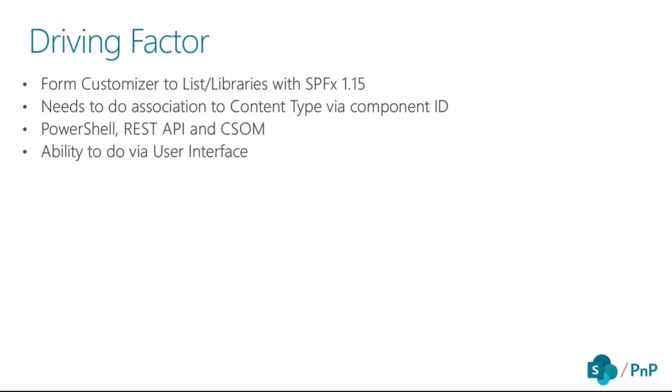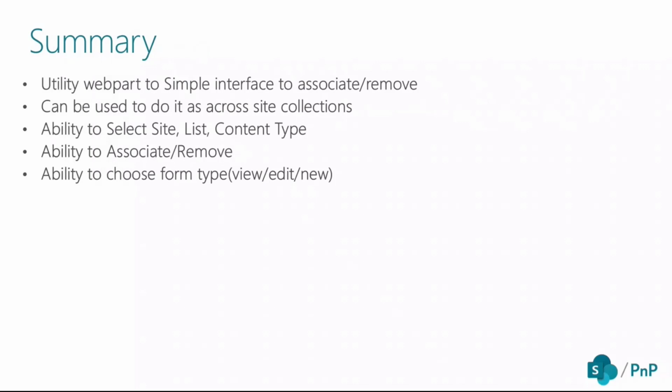And there are different ways to do it. We can do it using PowerShell, REST API, and CSOM. The driving factor for this is a utility or admin web part through which we would be able to manage the form customizer on multiple lists and libraries, using the same concept, wherein you take the input from the user as configuration options and then associate a particular form customizer to lists and libraries.